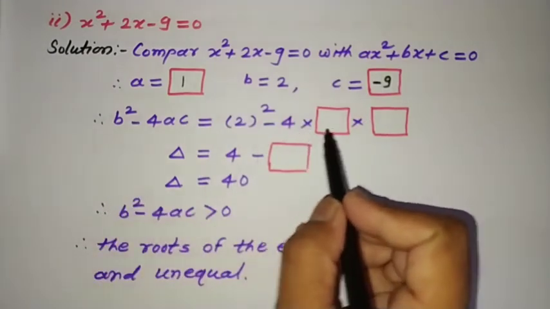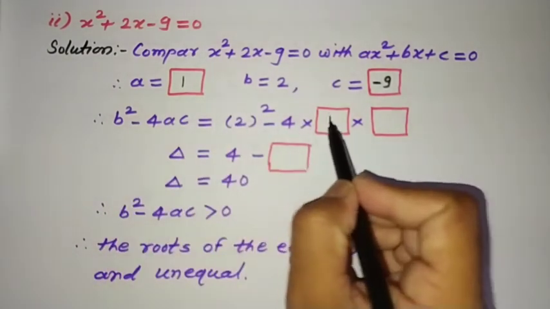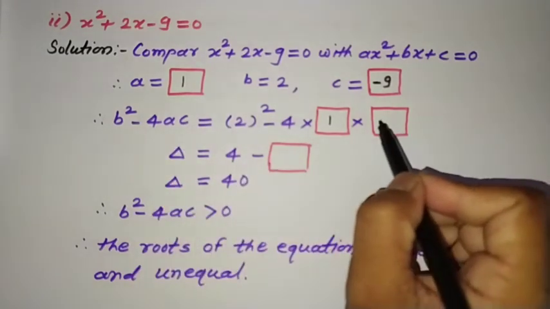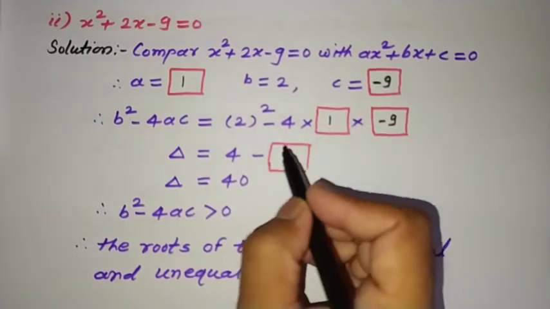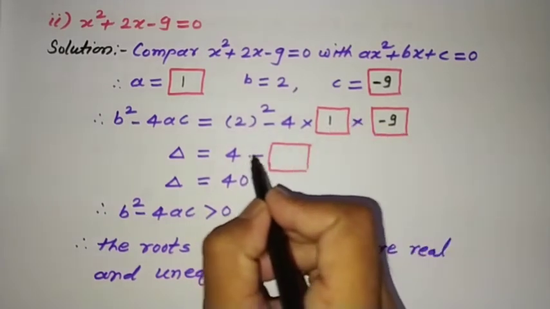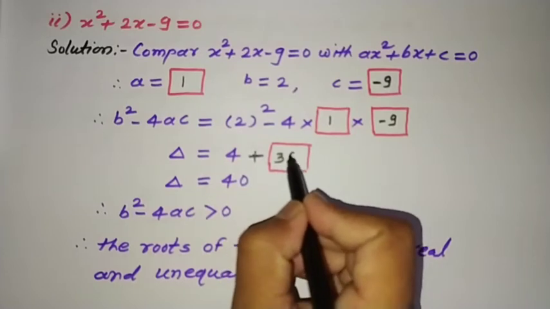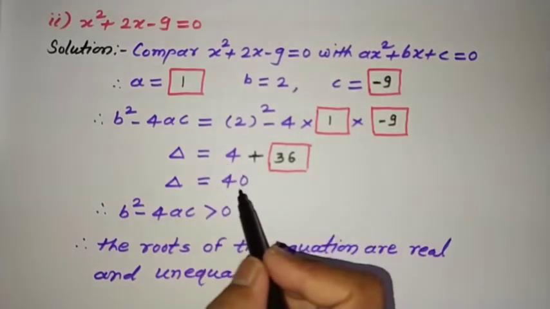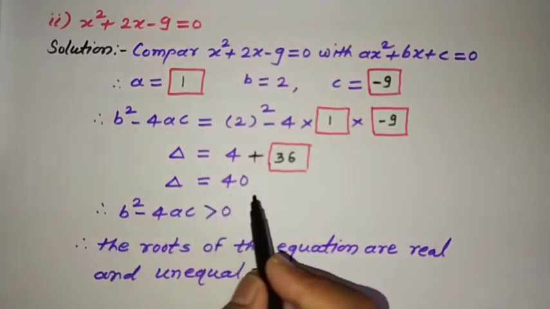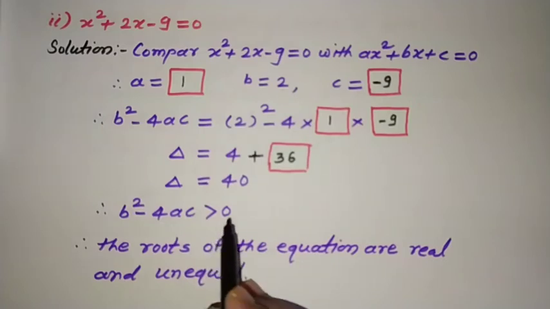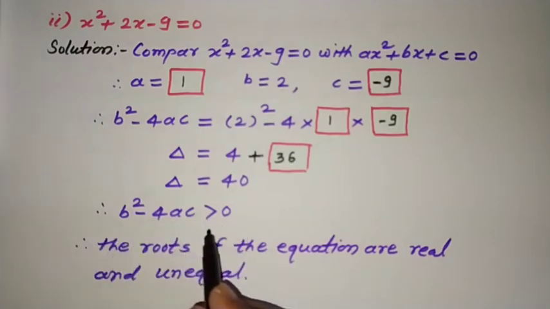4 into, here the value of a is equal to 1, and the value of c is equal to minus 9. 9 ones are 9, 9 fours are 36, here plus 36. 36 plus 4 is equal to 40. The delta is equal to 40, and 40 is greater than 0. Therefore, b square minus 4ac is greater than 0, and the roots of the equation are real and unequal.